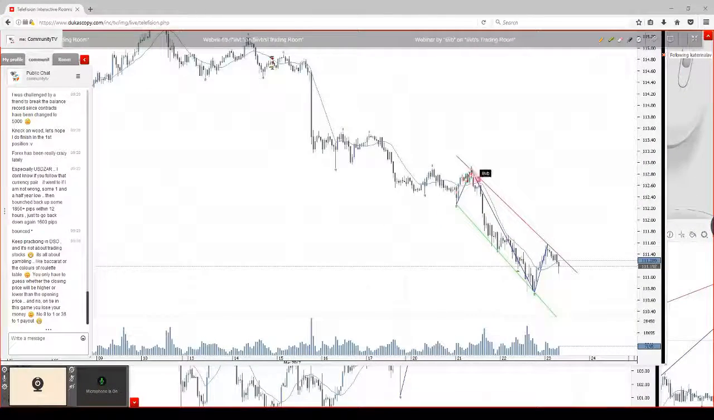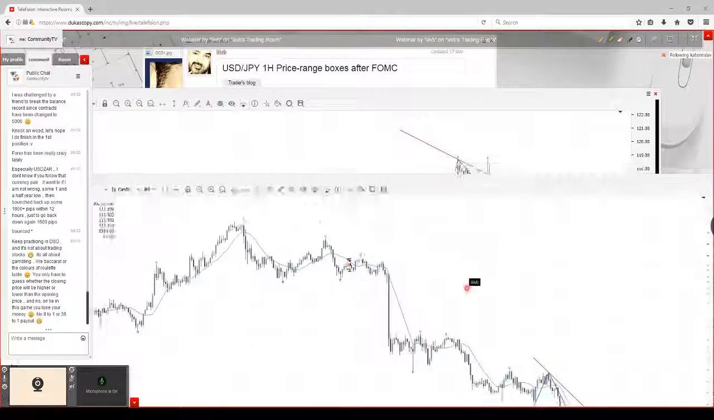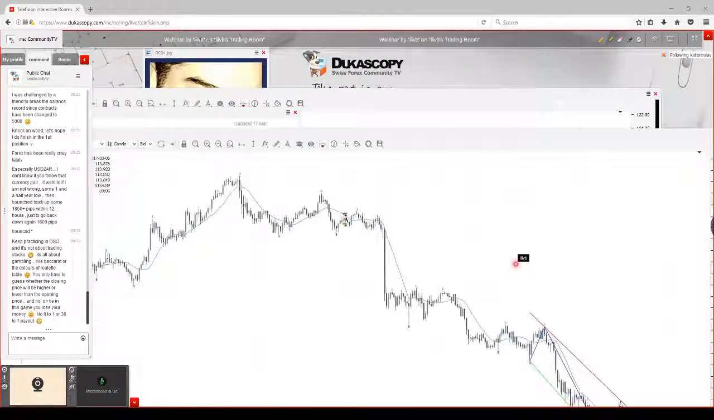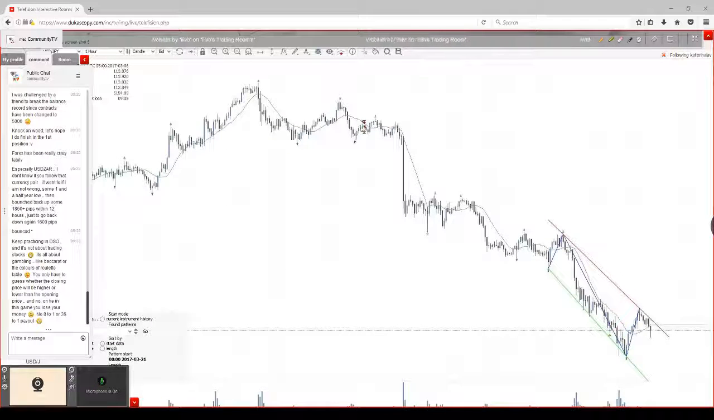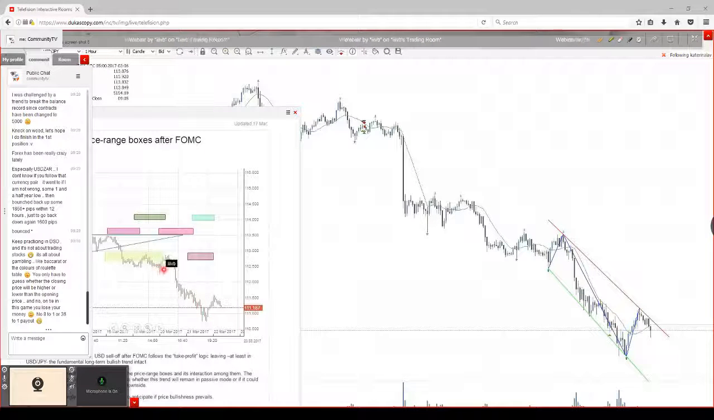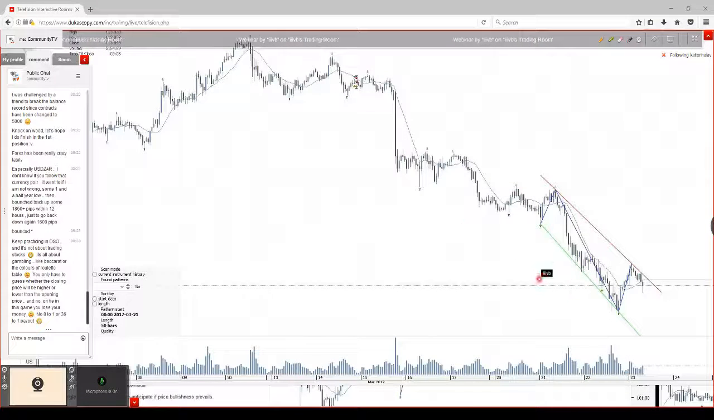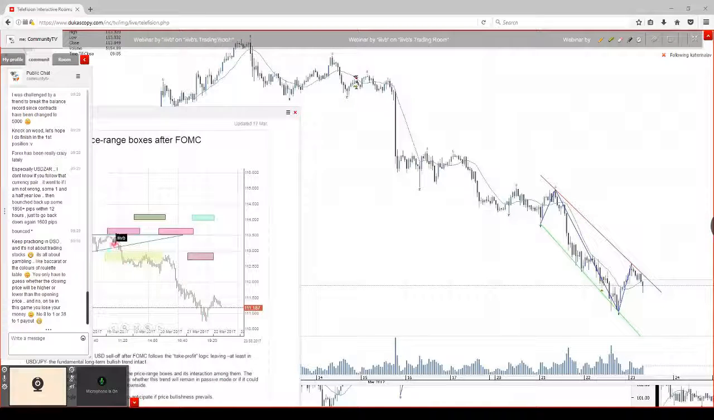This is the hourly chart. Let me put you in context. Then we started having this sell-off, and then we started having it again. This is the first sell-off. Okay, this was the first sell-off.